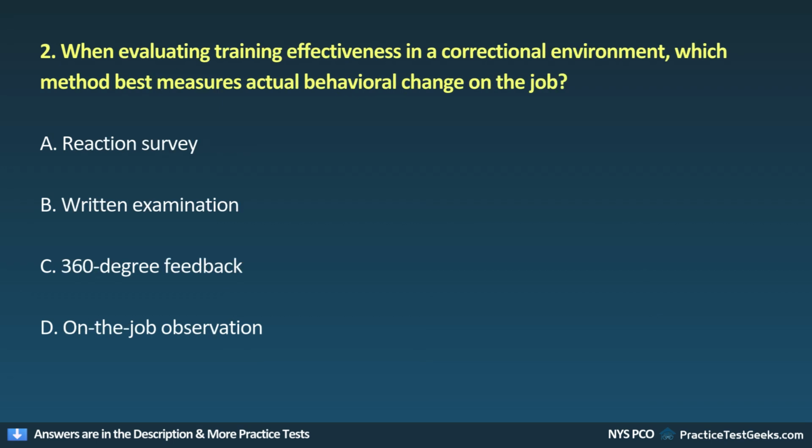2. When evaluating training effectiveness in a correctional environment, which method best measures actual behavioral change on the job? A. Reaction survey. B. Written examination. C. 360-degree feedback. D. On-the-job observation.